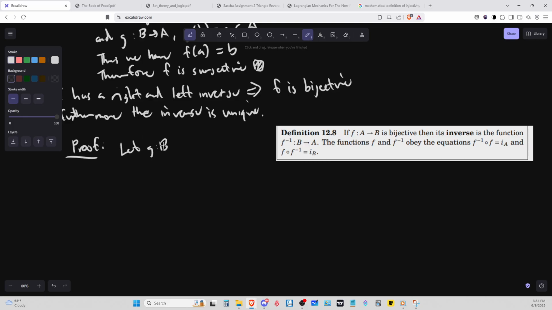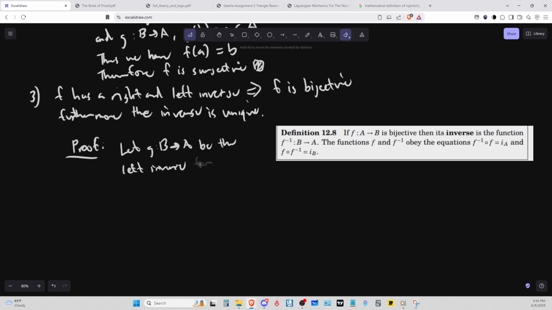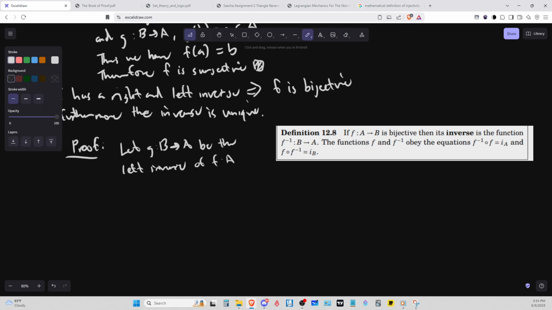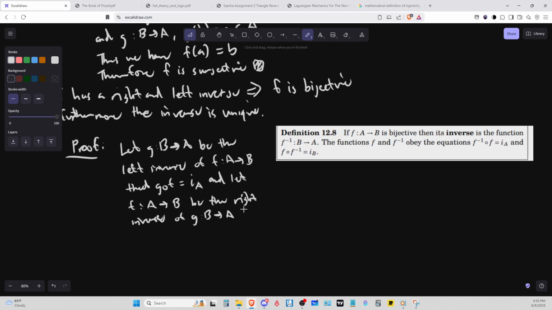Okay, so let G from B to A be the left inverse of f from A to B. That G composed with f is equivalent to the identity of A, and let f from A to B be the right inverse of G, so that f composed with G is the identity of B.